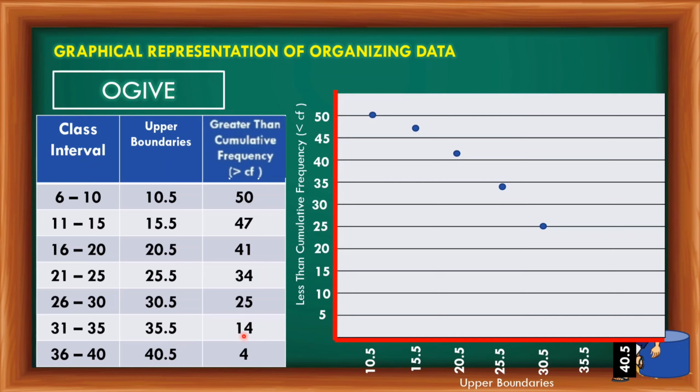Then 35.5, 14, so dito yon. Then the last is 40.5, 4. Then connecting the point. So we have this. Yan. Okay, so we have this, the greater than cumulative frequency. So ito naman yung greater than cumulative frequency natin.